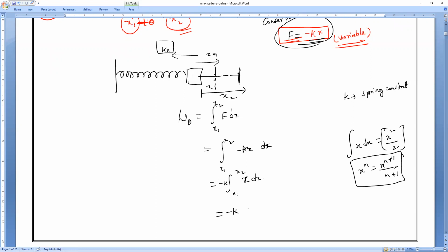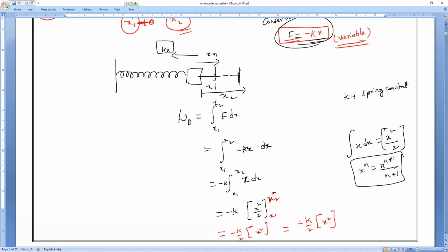Now minus k is constant, so the expression will turn into minus k times x square by 2. Am I right, guys? Now this 2 I will bring to this side, so it will turn into minus k by 2 into x square. So minus k by 2, what are the limits? Limits vary from where to where? From x1 to x2. Am I right or wrong?